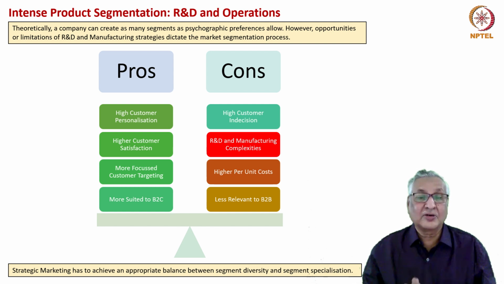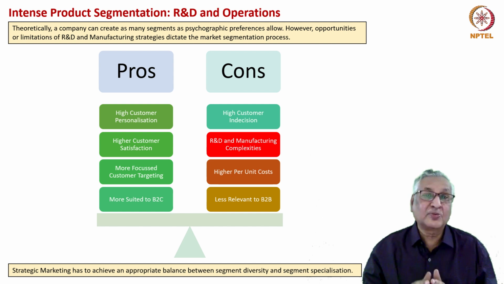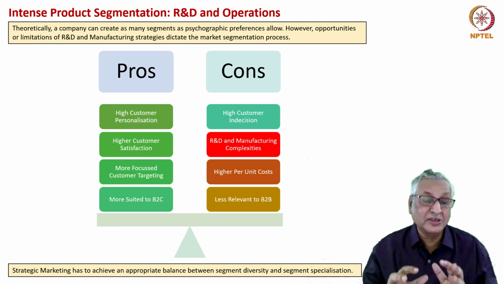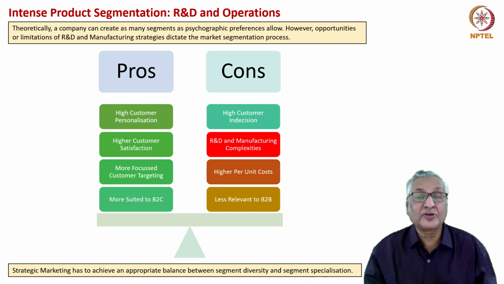There are pros, there are cons. When you look at intense product segmentation, the pros are we can have very high customer personalization. Even within what you think is the most homogeneous customer segment, you can offer several varieties of products. You can have higher customer satisfaction. You can have more focused customer targeting, and it is more suited to B2C.